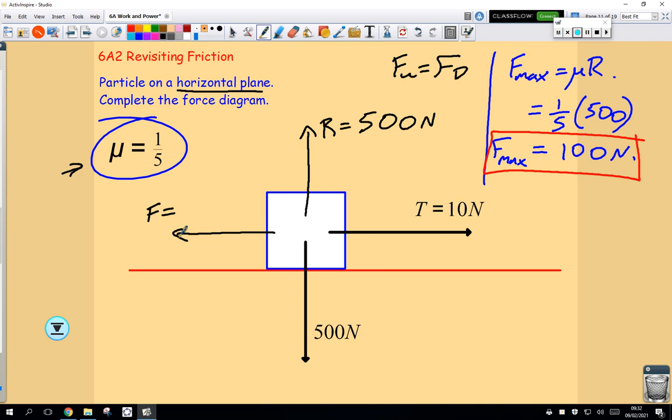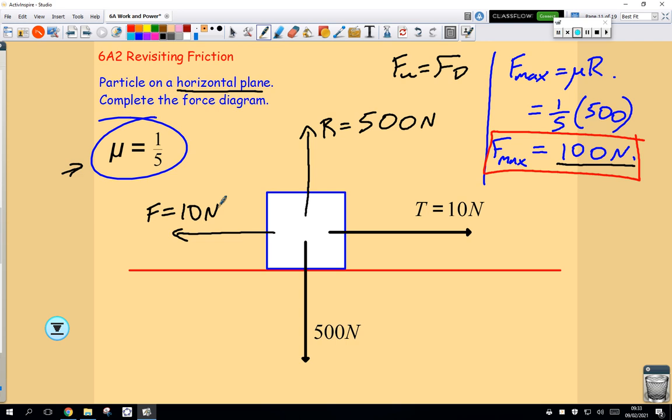All friction does is match tension, it matches the opposing force, the force trying to move it, for as long as it can. So in this case, friction is going to match tension as much as it can. And the question, I suppose, is can friction match the tension force here? Well, friction can get up to 100 newtons, so can friction match this 10 newtons of force? Well, absolutely it can match that 10 newtons of force. So in this case, the friction is going to be 10 newtons.